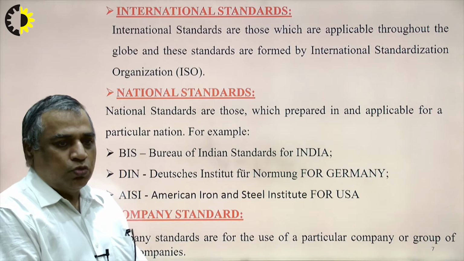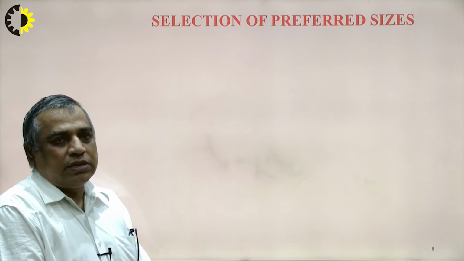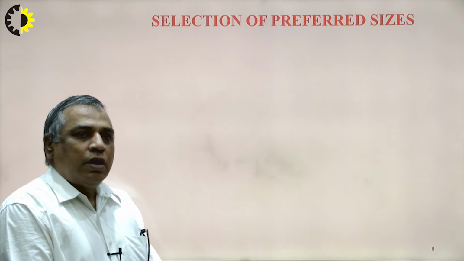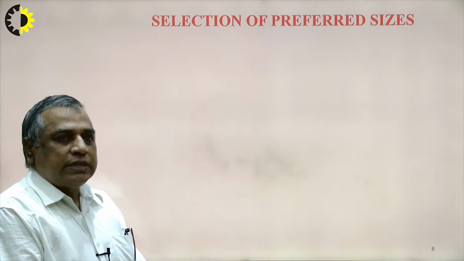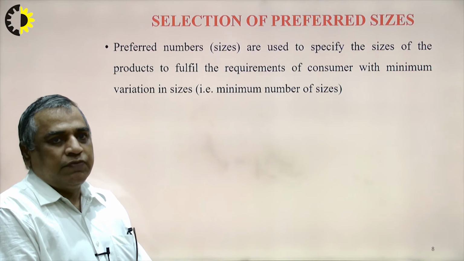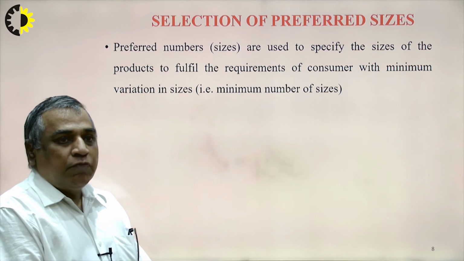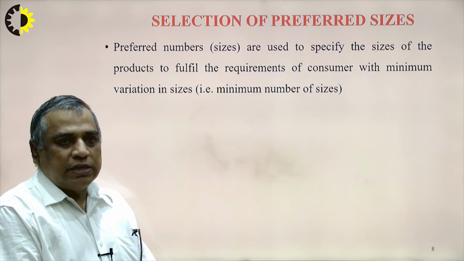Then selection of preferred sizes. Selection of preferred sizes is recommended or invented or suggested by a French engineer, Charles Renard, and he proposed a process by which we can build up a series of various sizes which can satisfy the need of the maximum population of the society for a particular requirement. So preferred numbers of sizes are used to specify the size of the product to fulfill the requirement of the consumer with minimum variation in sizes, that is, minimum number of sizes. It was suggested by Charles Renard. That's why these series are also known as Renard series.